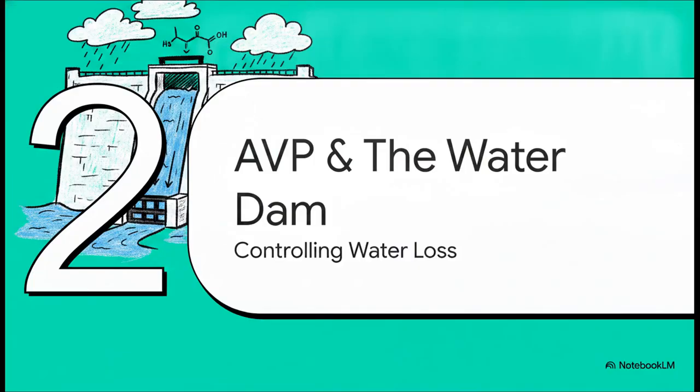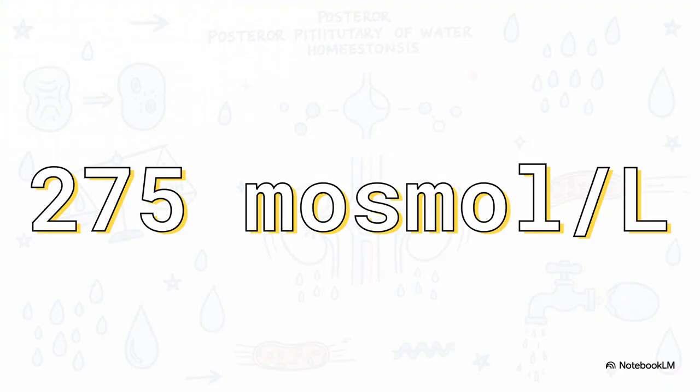Okay, moving on to Section 2, AVP and the water dam. To really understand AVP, you kind of have to think of it as a highly regulated dam that strictly controls exactly how much water leaves our body. And the absolute most crucial data point for this dam is this number right here, 275 milliosmoles per liter. That is the body's osmotic threshold, or its set point. When your plasma osmolarity creeps above this exact point, which means your blood is getting just a little too concentrated, AVP is released to close the dam and maximize antidiuresis.